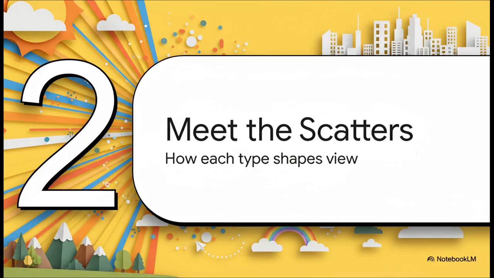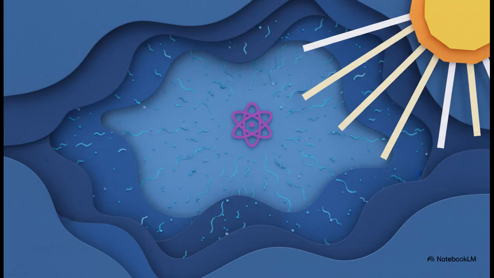All right, time to meet the scatterers. We're going to take a closer look at how each of these three types literally paints the world that we see every single day. And we have to start with the star of the show, the most famous one of the bunch. This is the one that gives us that brilliant blue sky: Rayleigh scattering.